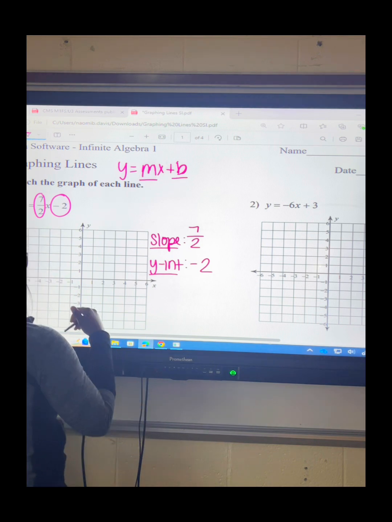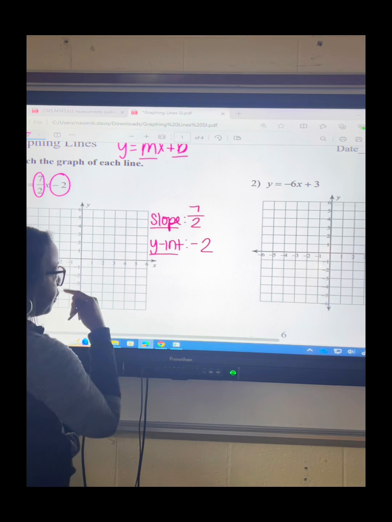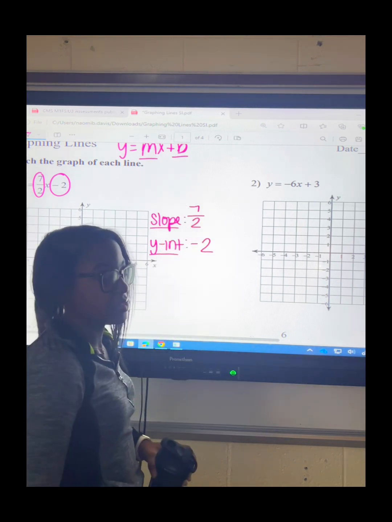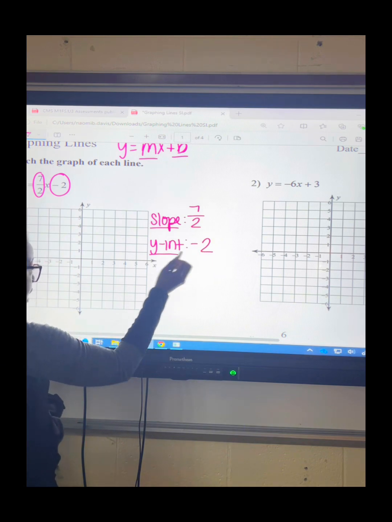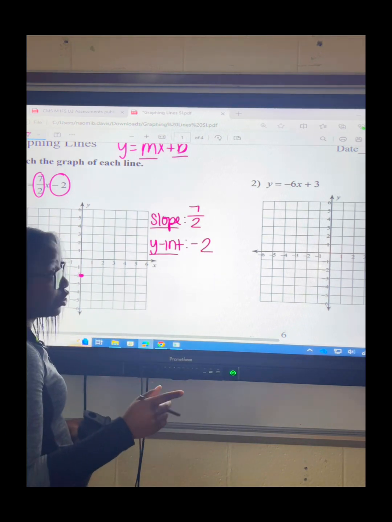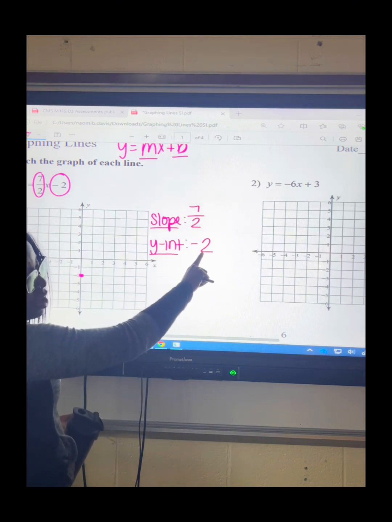Your first point should be wherever your y-intercept is. So my y-intercept is telling me where it crosses the y-axis. So I'm going to cross at -2. So always put your first point where your y-intercept is, so you know where to go. Your slope is the direction. Your y-intercept is where you start. Okay?